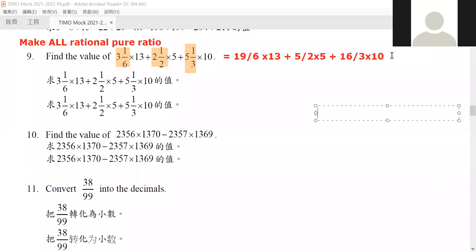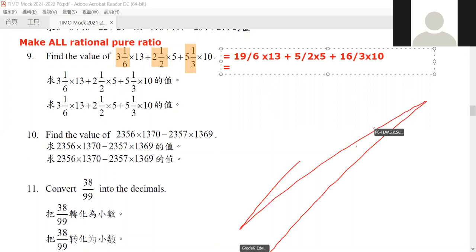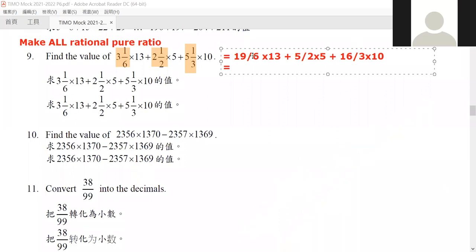Okay, so now once we have done this, we can try to multiply them together and then get the answer. So it will be 19. Now in here, there's not much that we can do about this. So one of the better ways of doing this is to try to combine these two first.